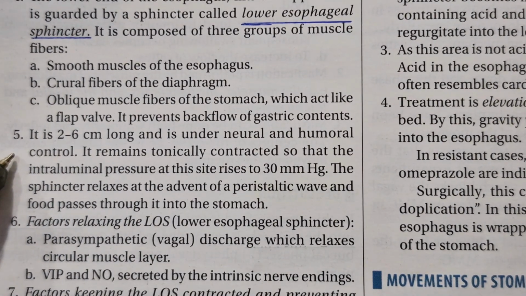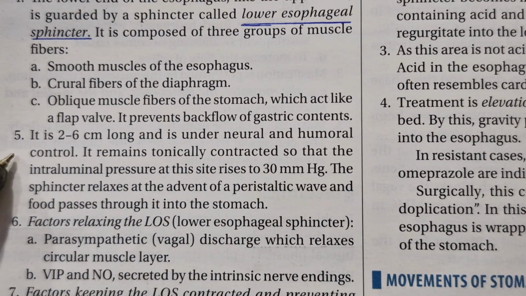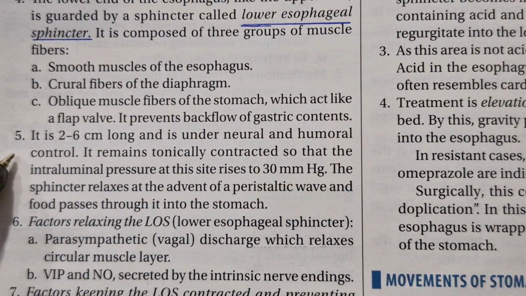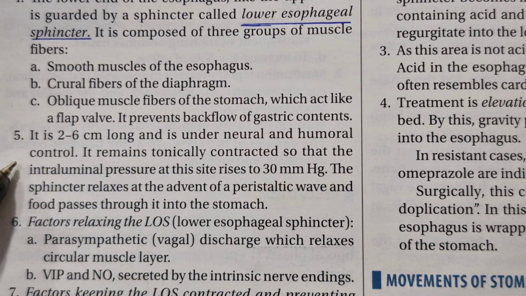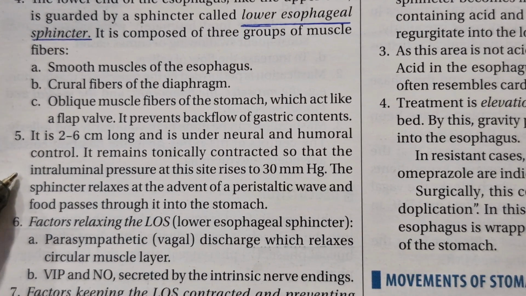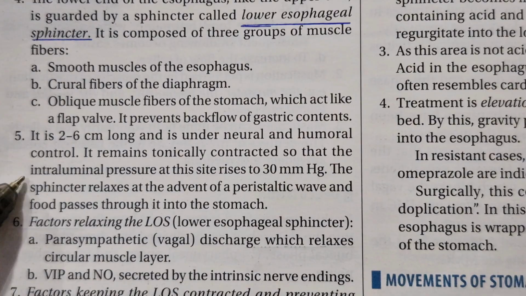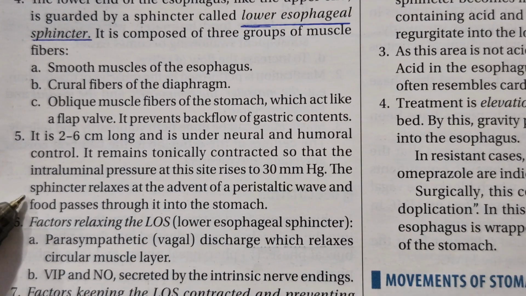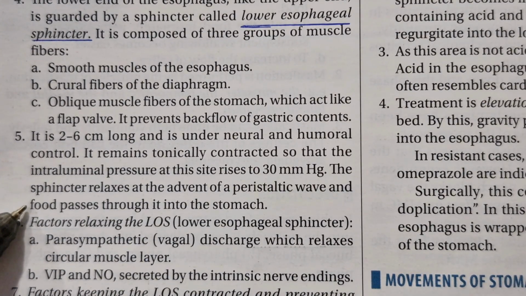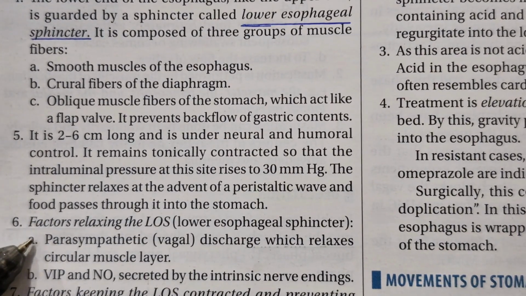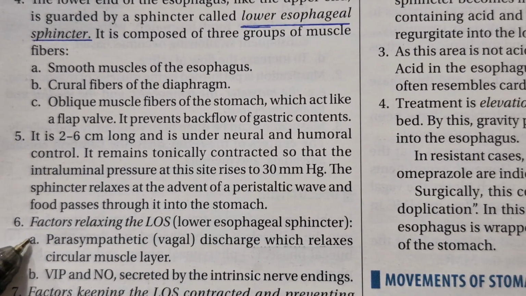It is 2 to 6 centimeter long and is under neural and humoral control. It remains tonically contracted so that the intraluminal pressure at this site rises to 30 mmHg. The sphincter relaxes at the advent of a peristaltic wave and food passes through it into the stomach. Factors relaxing the LOS, that is the lower esophageal sphincter.